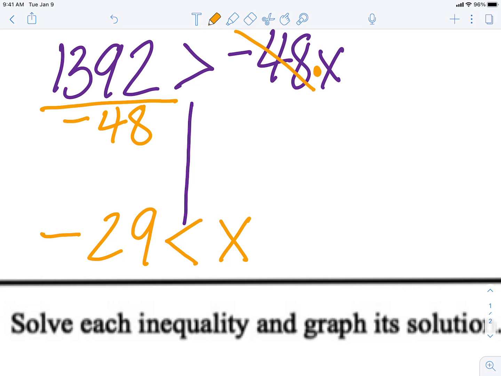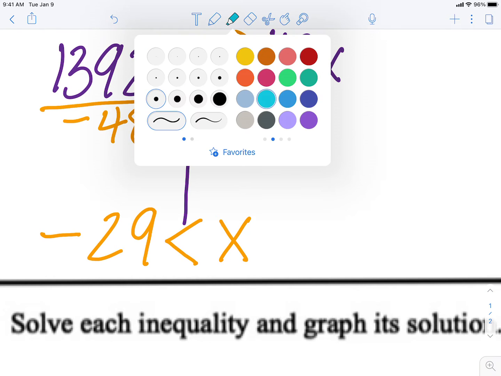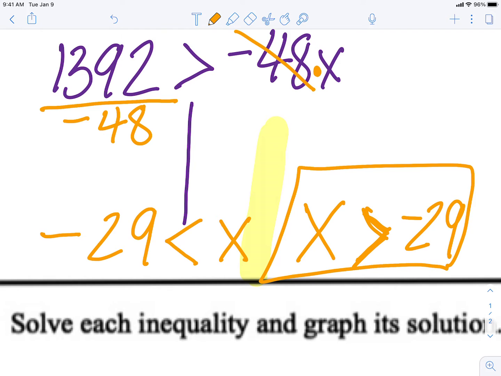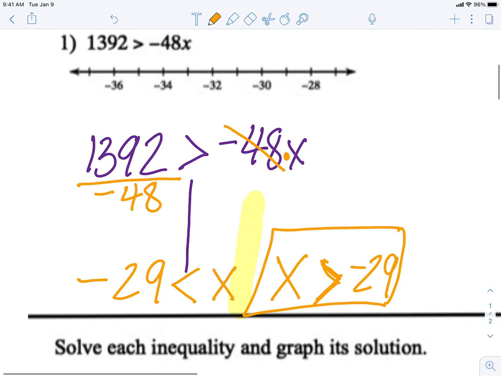But there's a problem here, and you guys can tell me. The problem is that I need to mirror this, because x right now is on the right. So I'm going to go back and mirror. When I mirror, I get x, and I'm going to flip the arrow again, -29. So this is my answer. This is my final solution.